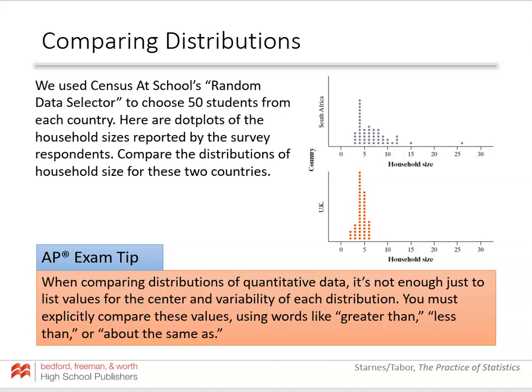So here's an AP exam tip. When you're comparing distributions of quantitative data, it is not enough to just list the values for the center and for the variability of each distribution. We are not making a list. We are writing a paragraph where we are comparing. So you want to make sure you're explicitly using words like greater than, less than, or about the same as.